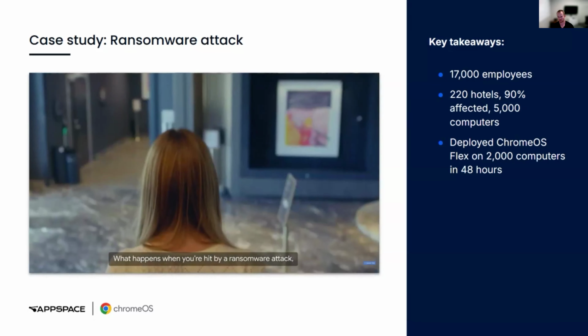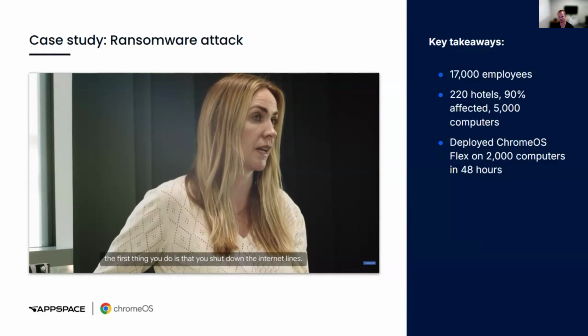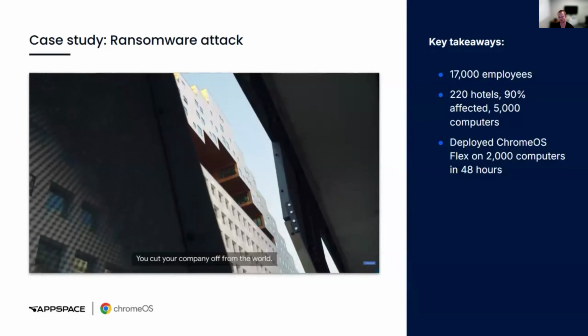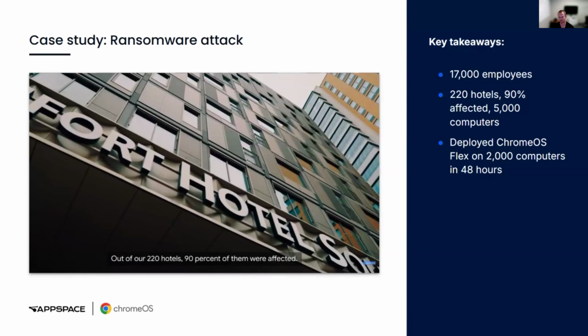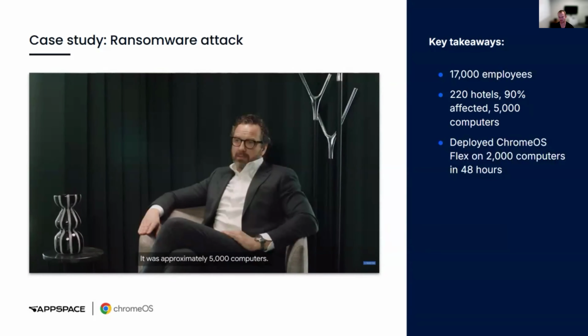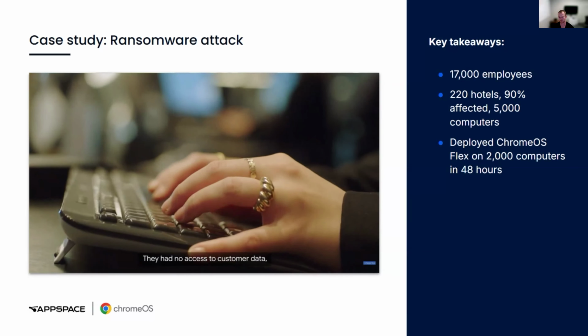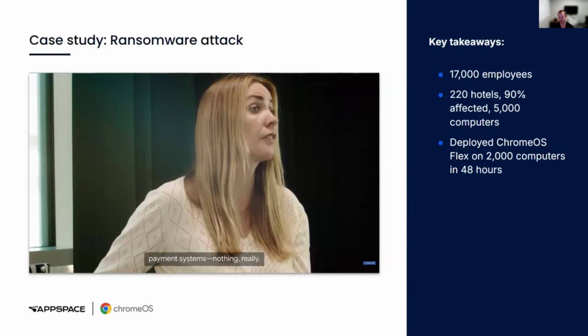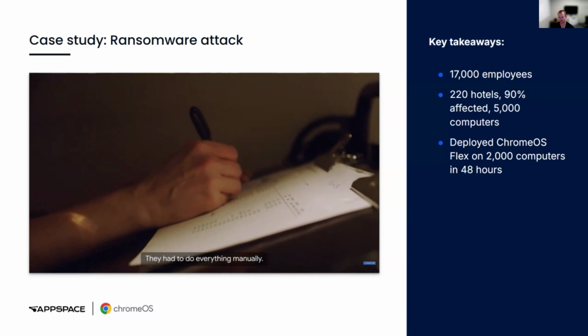What happens when you're hit by a ransomware attack? First thing you do is that you shut down the internet lines. You cut your company off from the world. Out of our 220 hotels, 90% of them were affected. It was approximately 5,000 computers. They had no access to customer data, no access to keycard systems, payment systems, nothing really. They had to do everything manually.